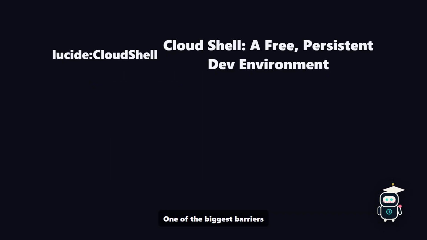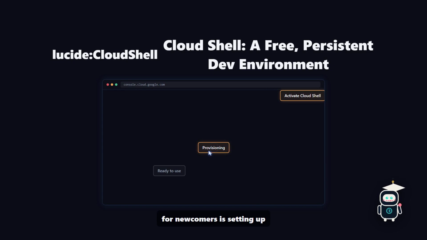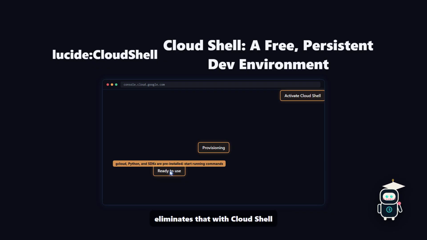One of the biggest barriers for newcomers is setting up a local development environment. GCP eliminates that with Cloud Shell, a browser-based terminal that runs a tiny free VM right inside the console. Click the terminal icon in the top right corner, wait a few seconds, and you have a fully configured shell with gcloud, Python, and all the SDKs pre-installed. The home directory is persistent, so your scripts and configurations survive between sessions. We'll use Cloud Shell throughout this entire study guide.